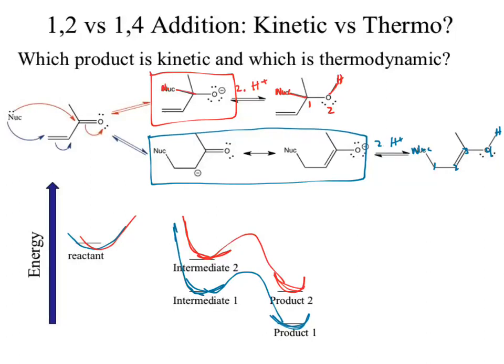Right? We would not expect the red product. Which would mean, at least according to thermodynamics, the product we get is the blue product. Our blue product is the one we end up getting.